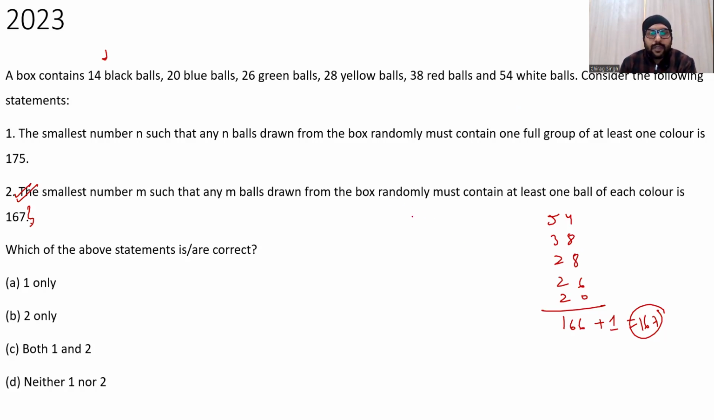Now, as I have taken 8 green balls, 7 blue balls and 5 red balls, if I ask how many balls must be drawn so that you have one full group, what do we do in that case? Out of 8, let's take 7. Out of 5, let's take 4. Out of 7, let's take 6. So 4 plus 6 plus 7 is 17, plus 1.